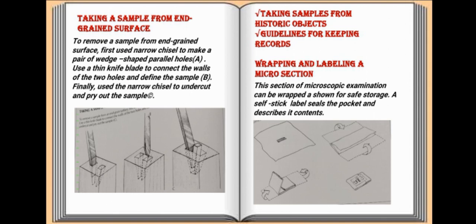Wrapping and labeling a microsection is an essential step in the preservation, identification, and storage of tissue or material samples, especially in microscopy and histology. And proper wrapping and labeling ensure that the sample is protected, organized, and easily traceable for future examination or analysis.